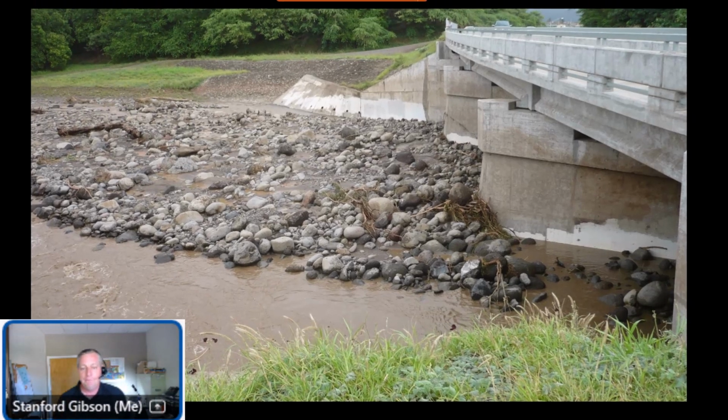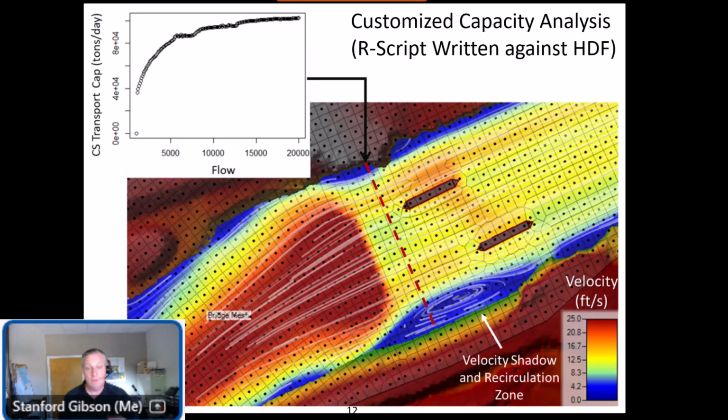Here's the problem. I didn't believe it. I thought that was wrong. And here's why. Because I built a 2D model, a hydraulic model. I didn't have time to build a 2D sediment model, but I built a 2D hydraulic model, and the velocities through this area were high.